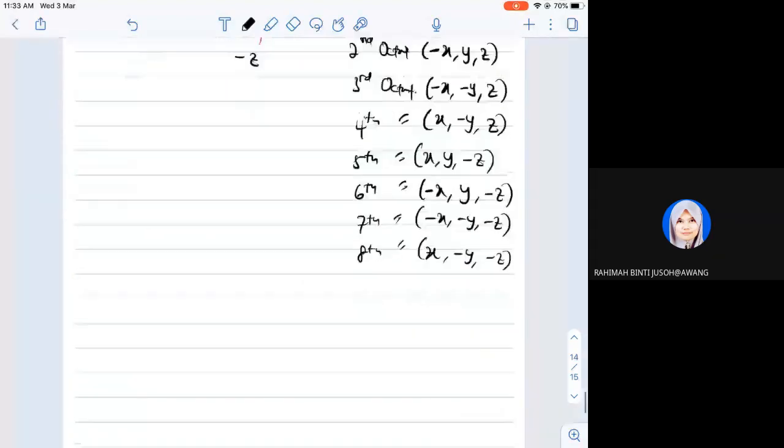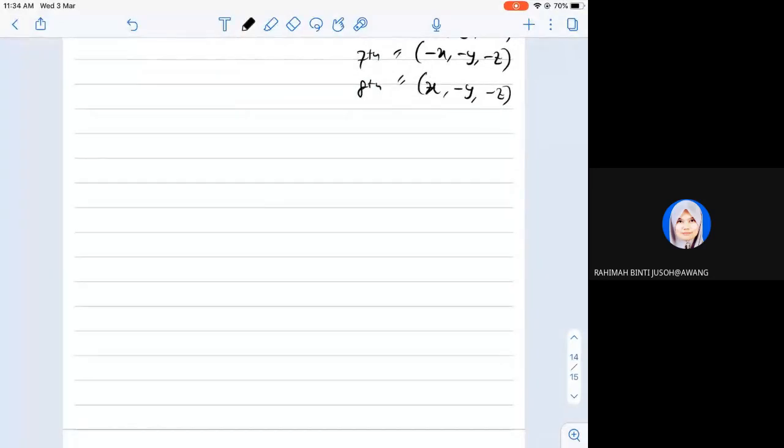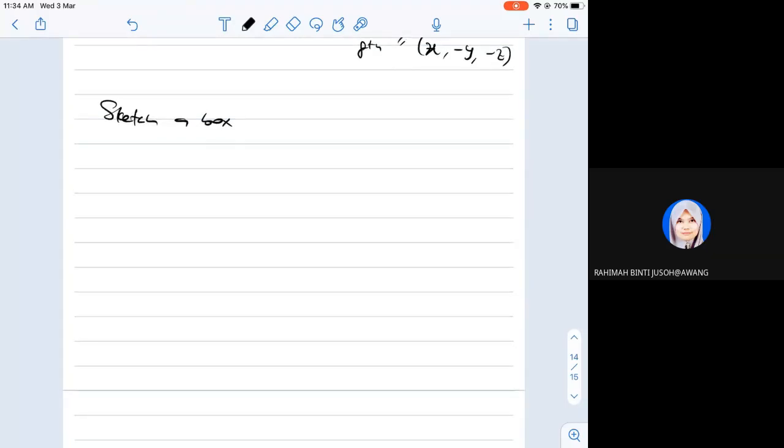Okay, next. We are going to sketch a box. Sketch a box ni sekejap je, sebab dia tak penting sangat. Sketch a box ni sebab kita nak tengok position dia sahajalah. Okay, let's say I give you a question. Sketch a box in the, let's say 7 octant.